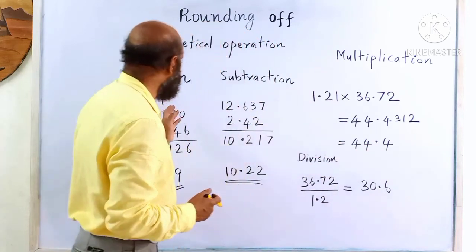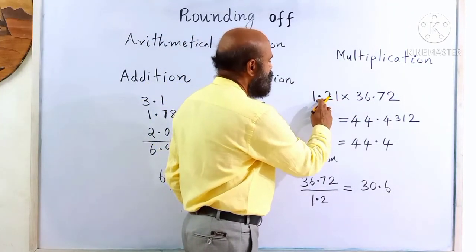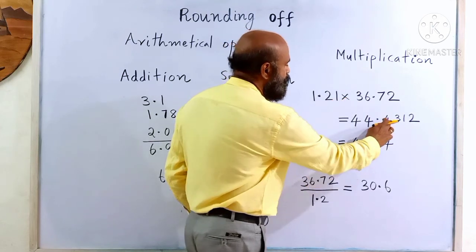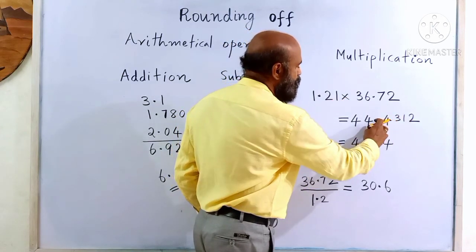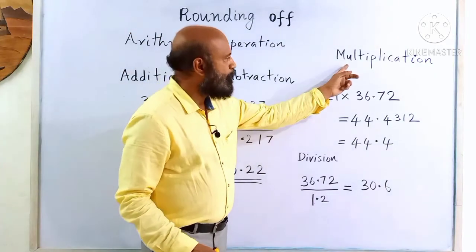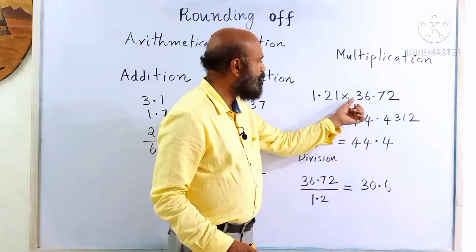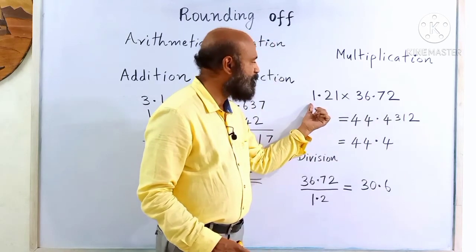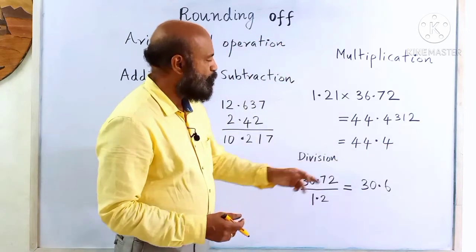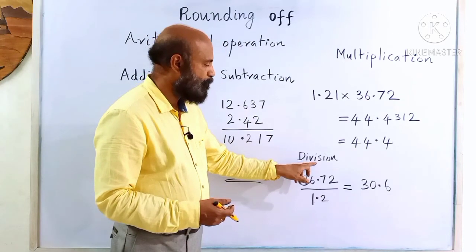We cannot apply the earlier rule. If we apply that rule, you have to see after the decimal point how many digits are there. So here 2 digits are there. So you have to keep 2 digits after the decimal point. That is in the case of addition and subtraction. In the case of multiplication, you have to see the total number of digits. So here 3 digits are there, here 4 digits are there, and the least is 3. So in the answer also there should be only 3 digits. So 44.4. The same rule is applicable in the case of division.